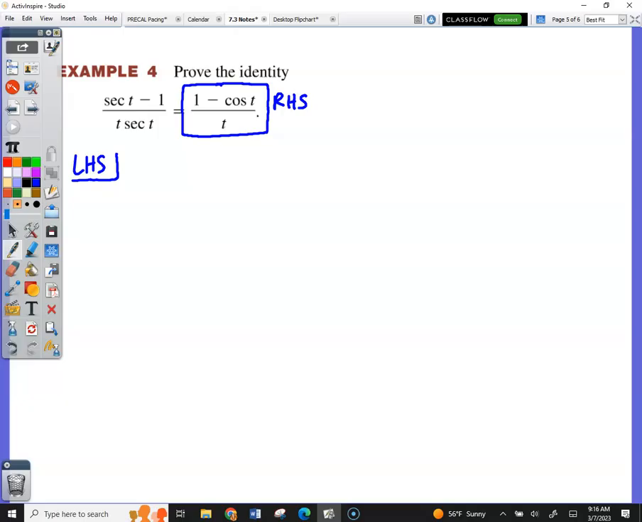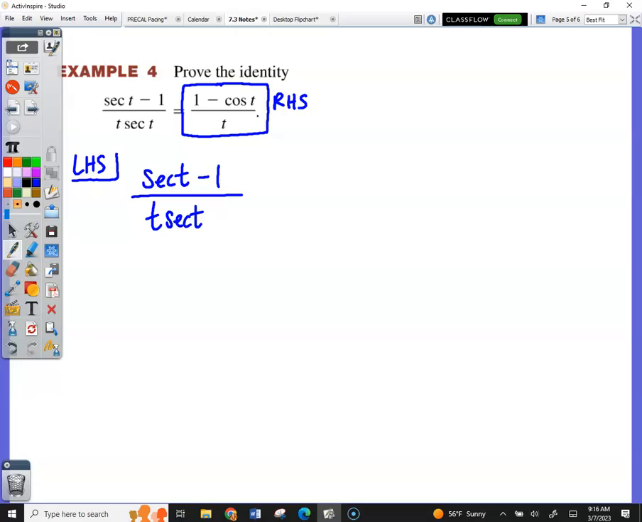Now, this does have a T. If that bothers you, you could change it to X. It's up to you. Okay, so I'm going to rewrite the left-hand side. So we have secant of T minus 1 over T times secant of T. I draw my T with a little curl at the bottom so I don't accidentally think it's a plus sign.